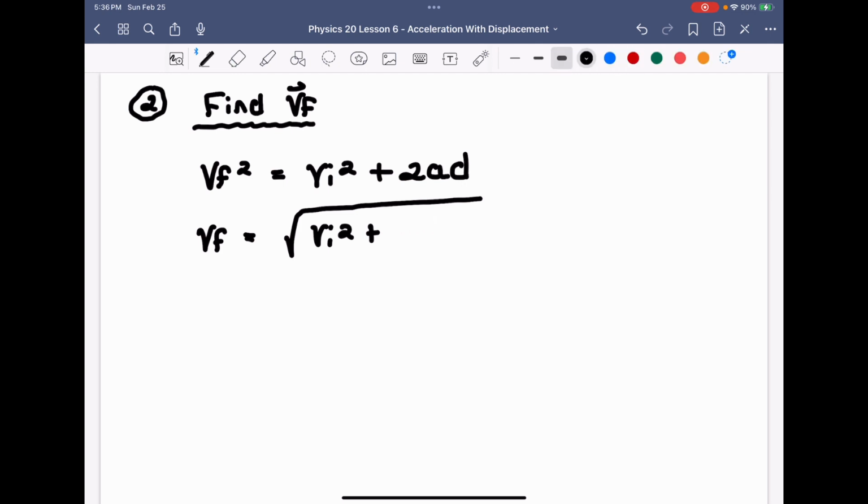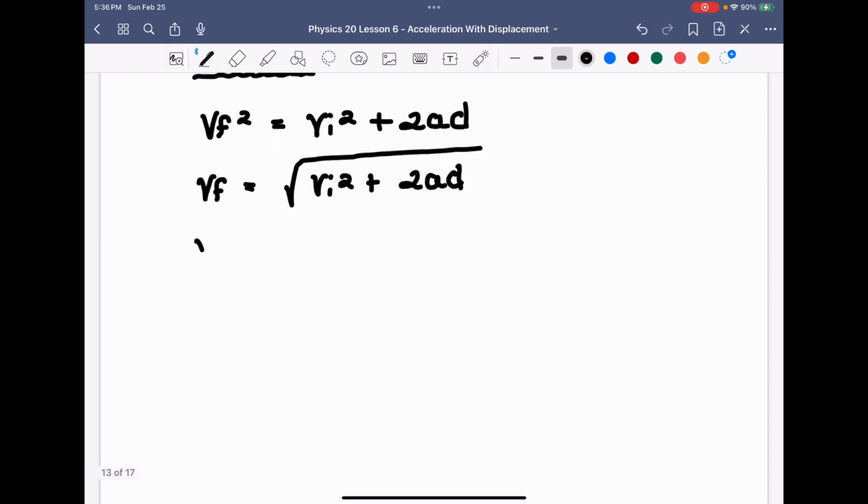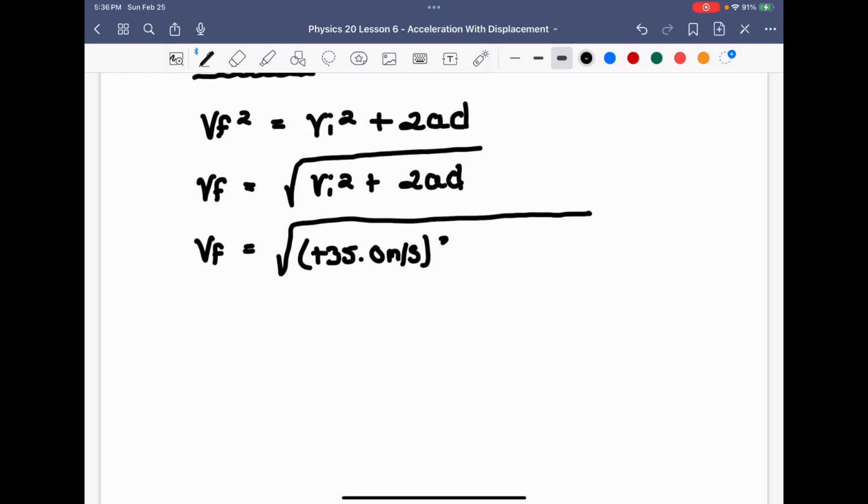And I'll make sure that 2AD looks a little bit better. 2AD, there we go. And then I'm going to say VF is equal to, now I'm going to plug everything in based on what I was given. So first of all, we have positive 35.0 meters per second, this is squared, plus 2 times the acceleration, which is negative 9.81 meters per second squared, multiplied by the negative 20 meters that represented the distance down the cliff. And it's really important you put that negative because the double negative is going to make this positive.